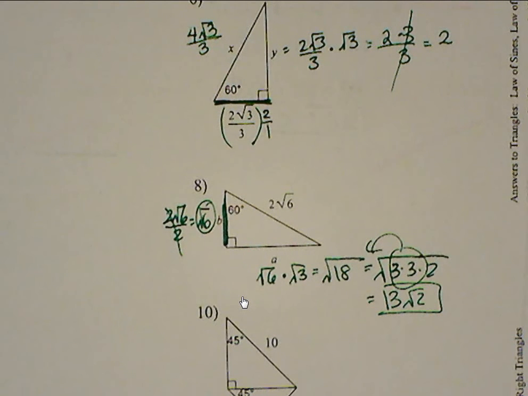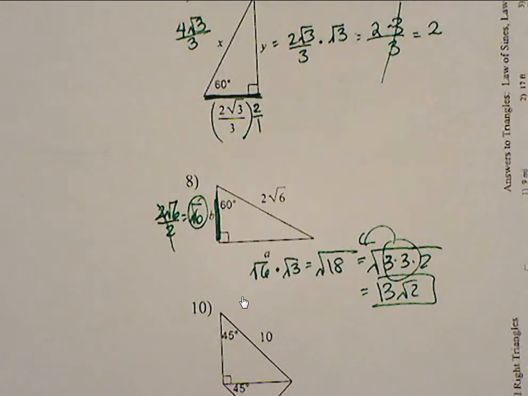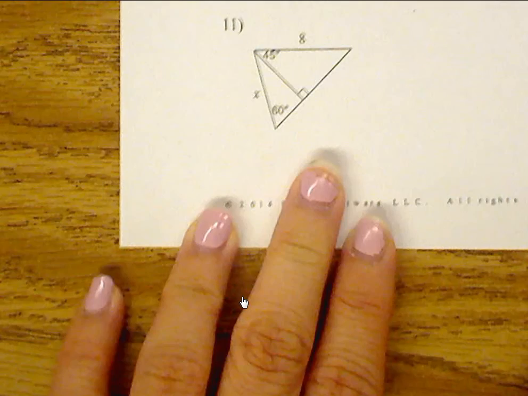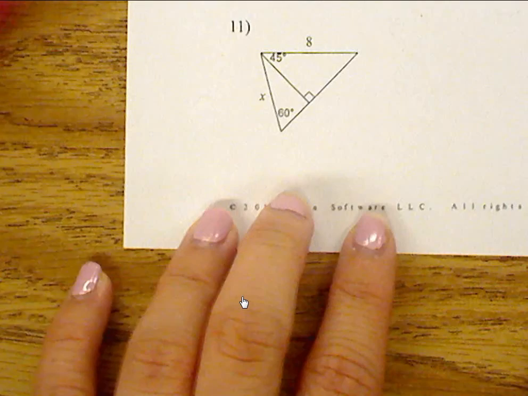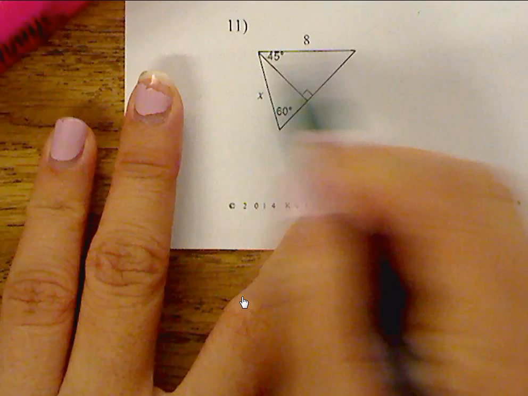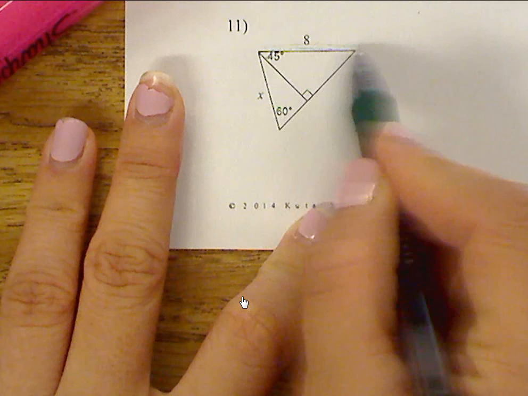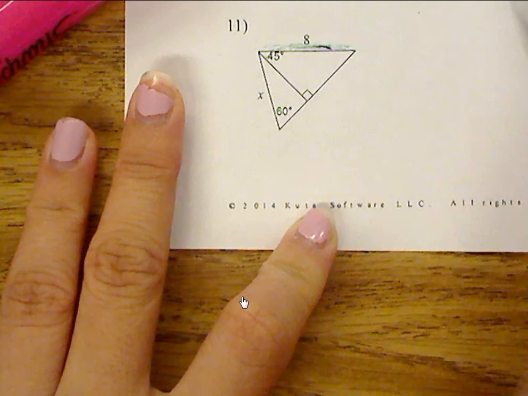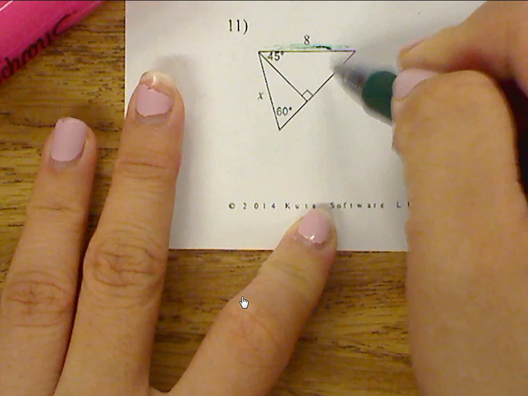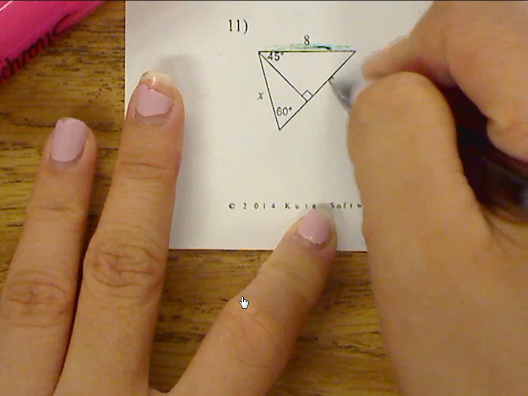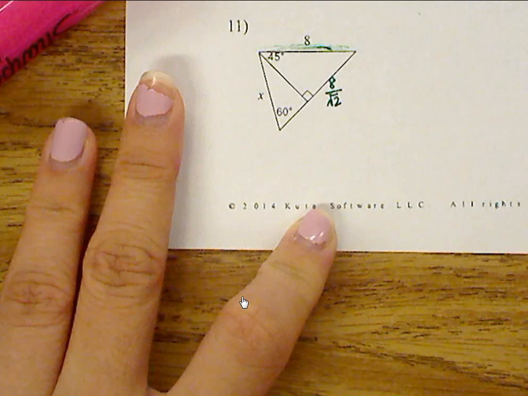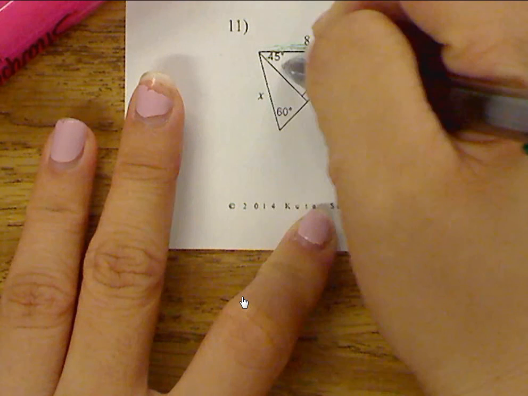Okay, so let's look at number 8. I mean 11. What kind of triangle is this? 45-45-90. What side did they give me? The hypotenuse. So to get back to my short leg, my leg, I have to divide by rad 2. Okay, so that means this is 8 over rad 2.